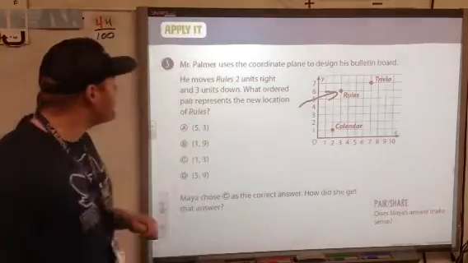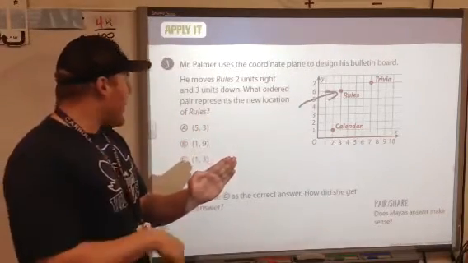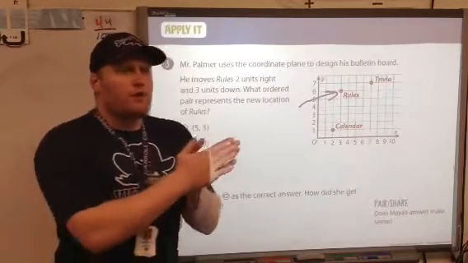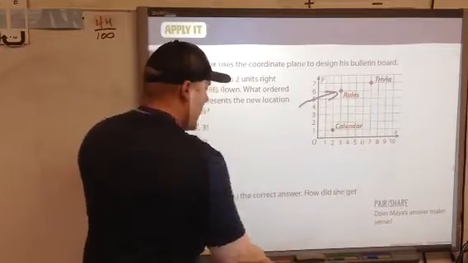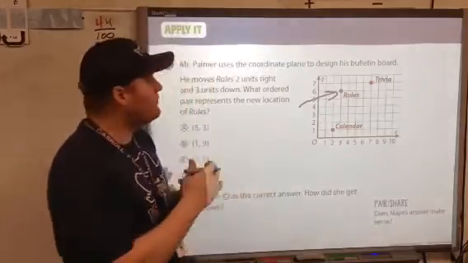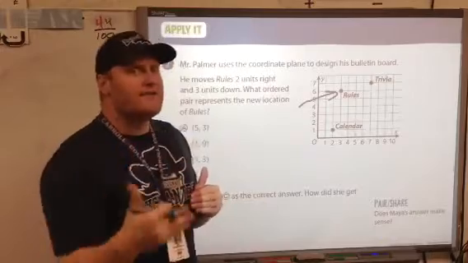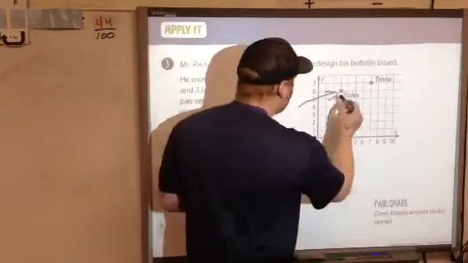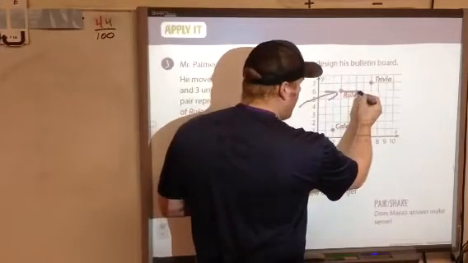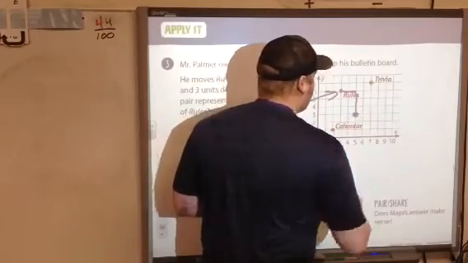Okay, he's moving rules right 2 units and 3 units down. What ordered pair represents the new location of rules? So, 2 units to the right, 3 units down. Okay, well, I have rules right here. Now remember, I treat it just like number lines, so I need to move 2 units right and 3 units down. And I can only move along lines on the coordinate plane. So, I have rules here. I move over to the right 2, and then I move down 1, 2, and 3. And my new coordinate plane is right there.